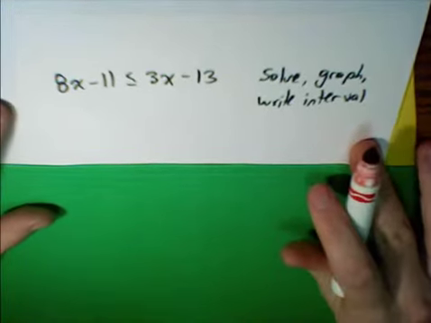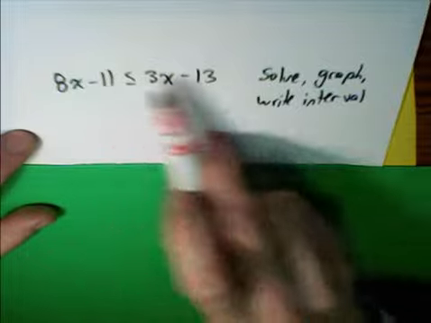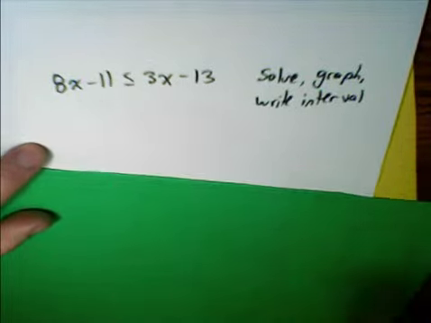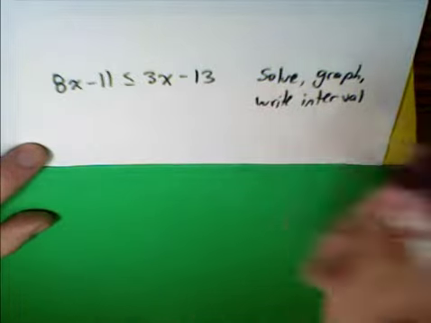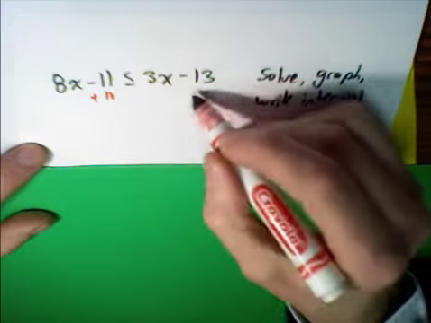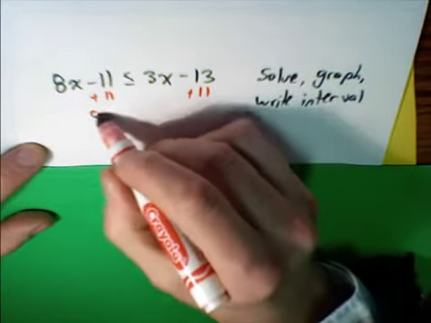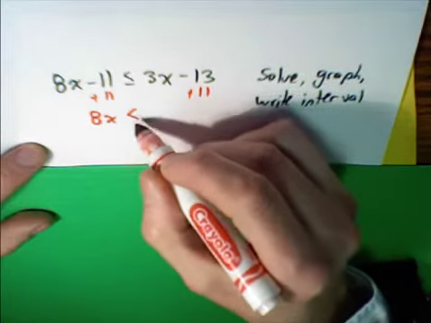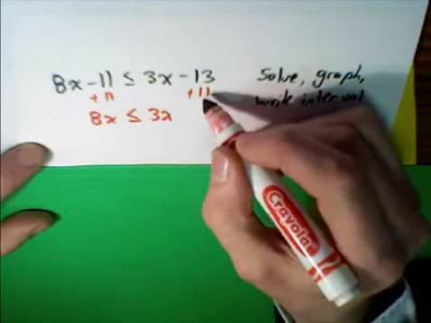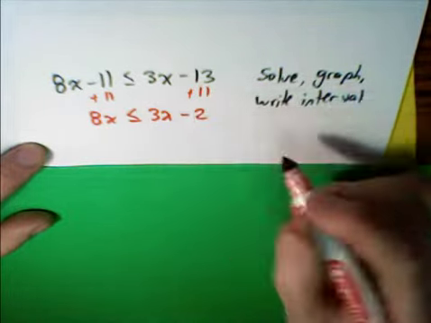This one has a few more steps to it. It's like a multi-step equation, although it's not an equation, it's an inequality. So we're going to try to get our like terms together. I guess first we can add 11 to both sides. And I'm going to get 8x is less than or equal to 3x. Negative 13 plus 11 is a negative 2.